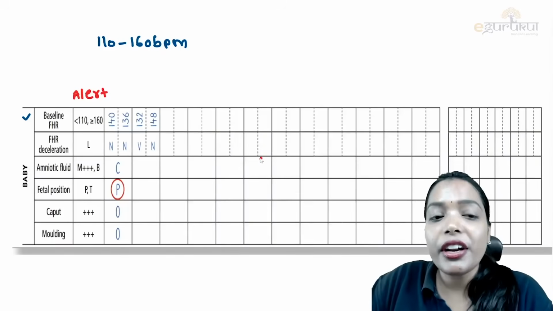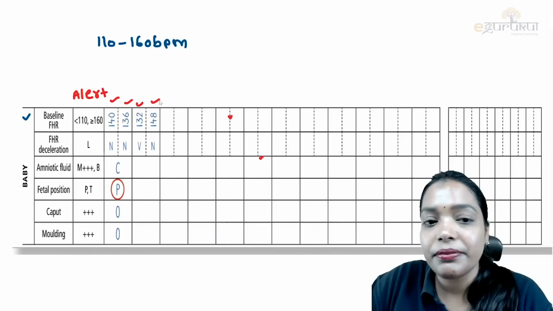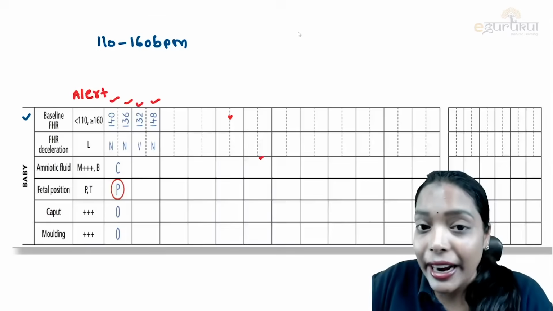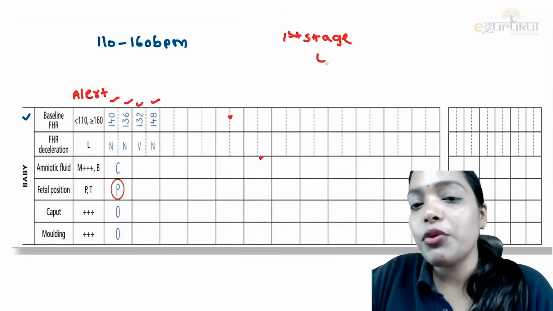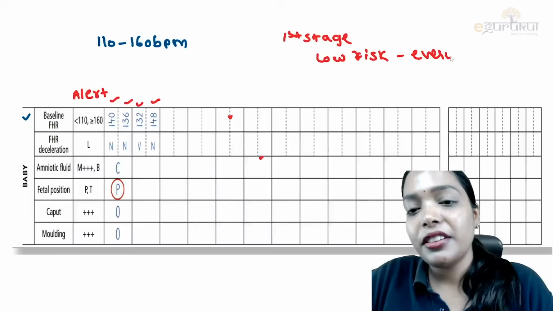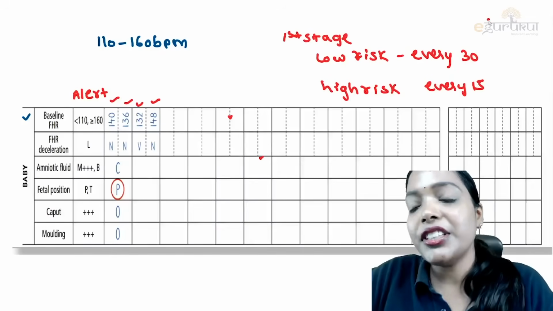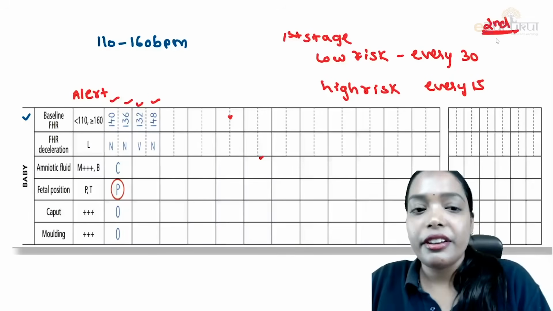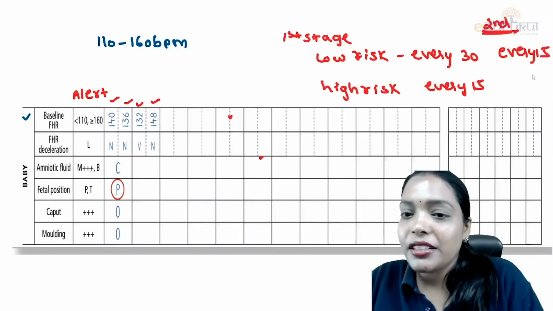Here we are going to check the fetal heart rate every 30 minutes. Can you see, every 30 minutes it's written? Ideally, in the first stage of labor, if she's a low risk woman, you can measure the fetal heart rate every 30 minutes. But if she's a high risk woman, you have to check her fetal heart rate every 15 minutes. If she's in the second stage, for a low risk woman, you check the fetal heart rate every 15 minutes, and for a high risk woman, every 5 minutes.